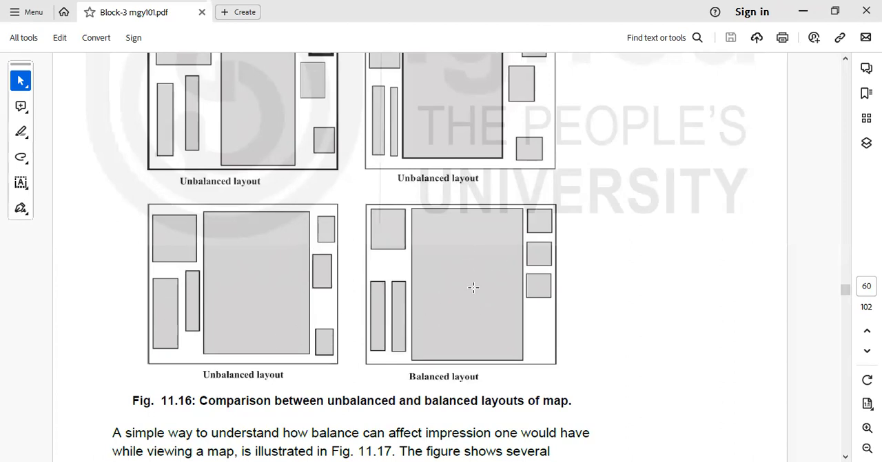And in the fourth, the last one, you can say that the features are properly arranged, and that is why it is known as the balanced layout. So this type of layout can be used for representing the various features in a map. Or you can design your own layout in the best way to represent the features so that it gives the best display of the feature which we want to show.